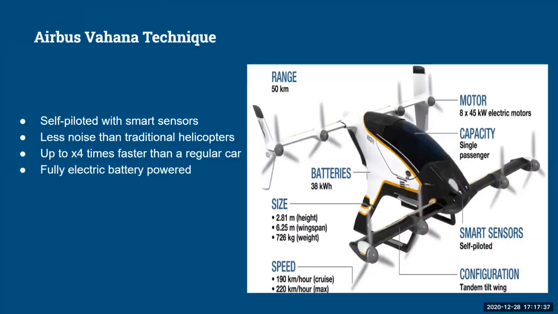Now, I want to give you some brief technical information about the Airbus Vahana. The UAV is self-piloted with the guidance of smart sensors, which are placed into its critical points. Compared to traditional helicopters, it has a significant amount of noise reduction. Also, when I say critical points, you can think of anywhere applicable to an accident. In speed terms, it is almost 4 times faster than average. And lastly, the UAV is eco-friendly because it is fully electric battery powered.